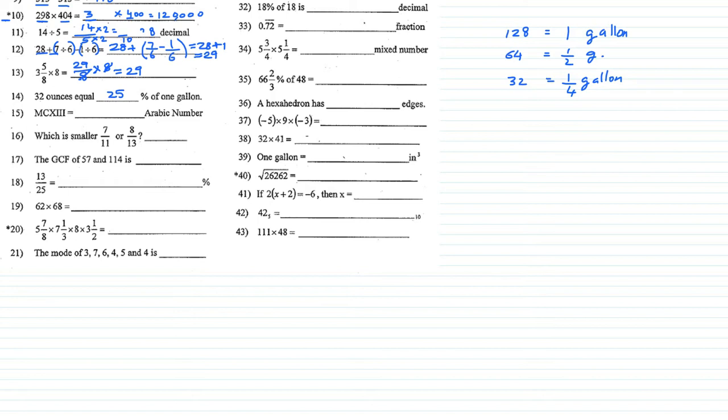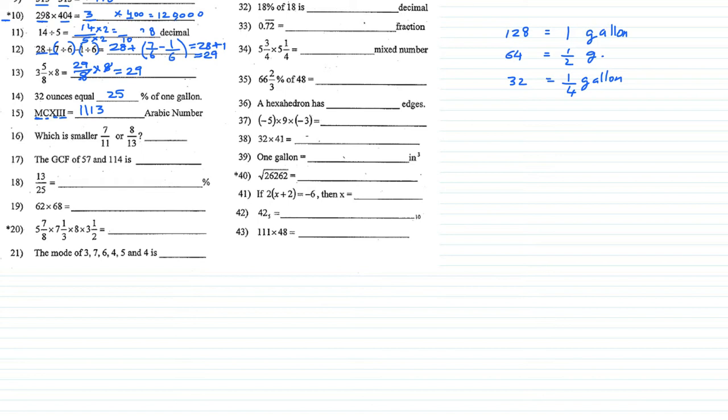Question 15. This Roman number has to be converted into an Arabic number. So we know that M is equal to 1000 and C is 100. So this is 1100, and then this is 10, and then we have 3. So this means this is 1113.